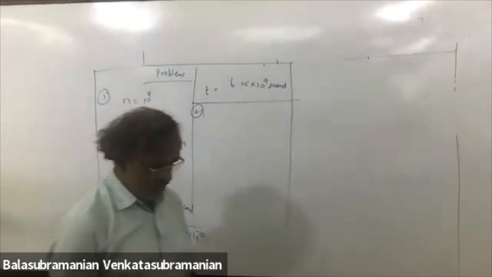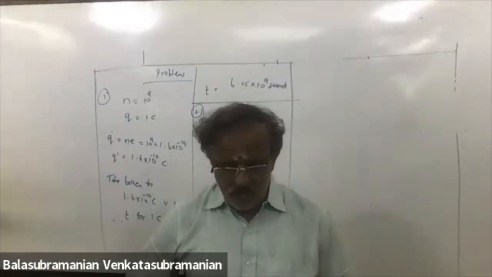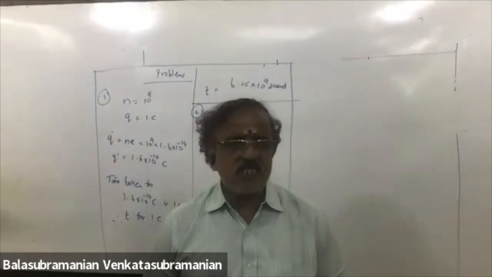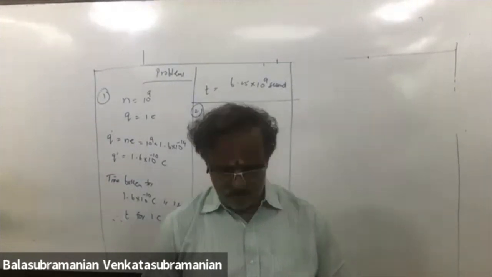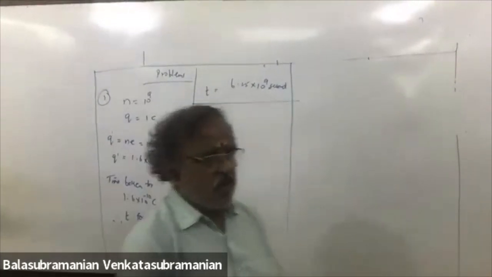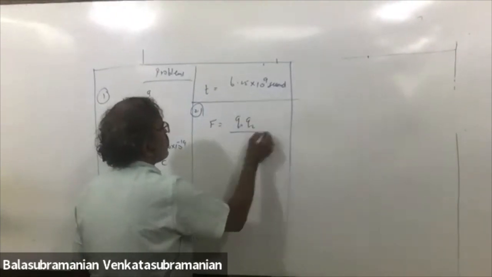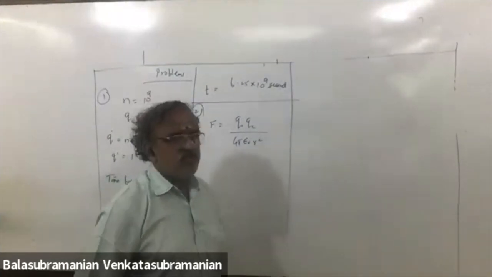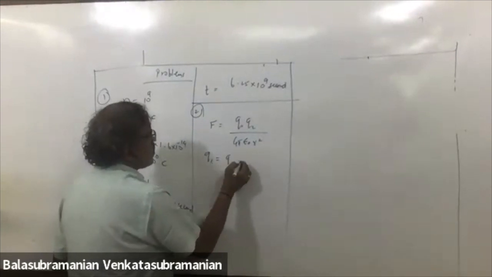Second problem. Calculate the Coulomb force between two alpha particles separated by a distance of 3.2 into 10 power minus 15 meter in air. Coulomb force basic formula you know. F is equal to Q1 Q2 by 4 pi epsilon naught R square. This is Coulomb force. Here the charge given is Q1 is equal to Q2.